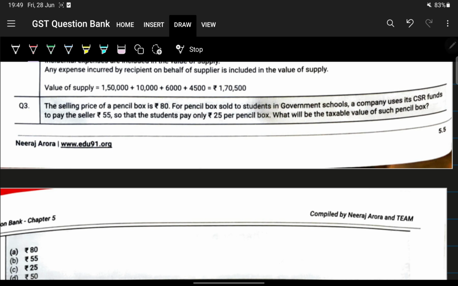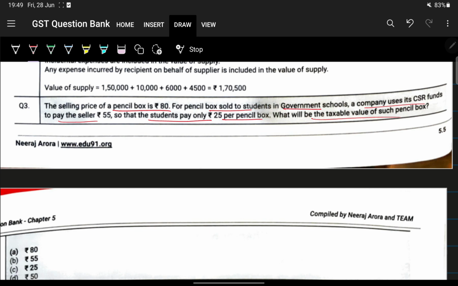Next, the selling price of a box is 80 rupees. Okay, for the pencil box sold to students of government schools, a company uses its CSR funds to pay the seller 55 rupees, so that the students only pay 25 rupees per pencil box. What will be the taxable value?